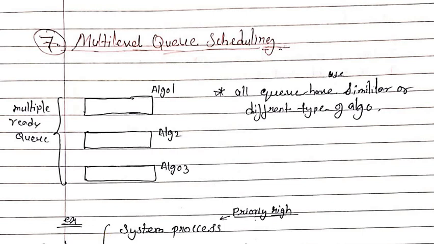In the previous class we have already learned 6 CPU scheduling algorithms. The last one was the round robin algorithm. Now the 7th one is the multi-level queue scheduling algorithm.